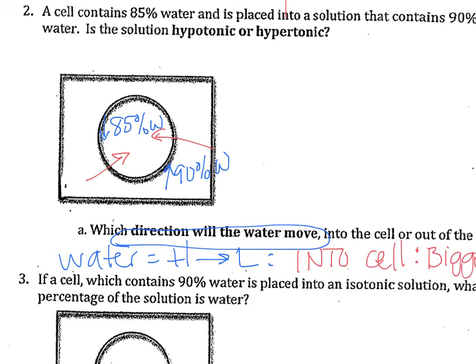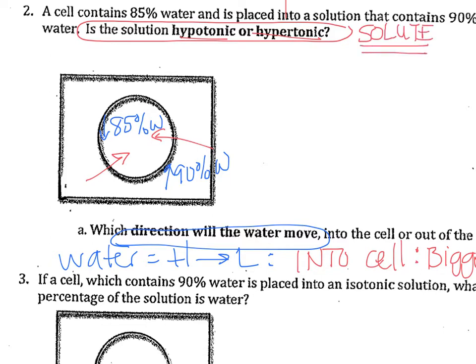All right, the second part of the problem, remember, we always have to figure out what kind of a solution it is. Is it hyper or is it hypotonic? So once again, these types of osmotic solutions are referring to the concentration of solute. So the dissolved particles in the solution. It was our Kool-Aid or our lemonade. So it's an inverse relationship.